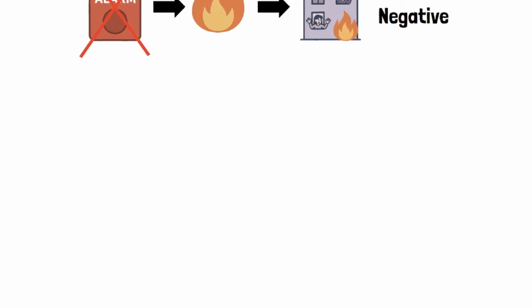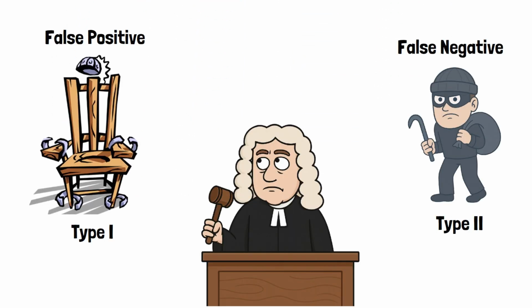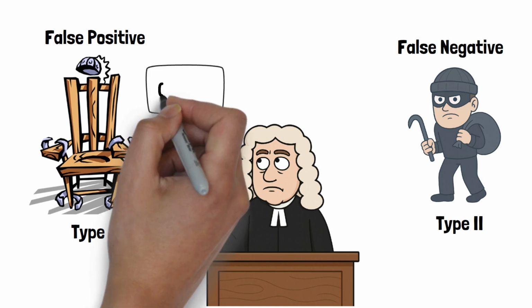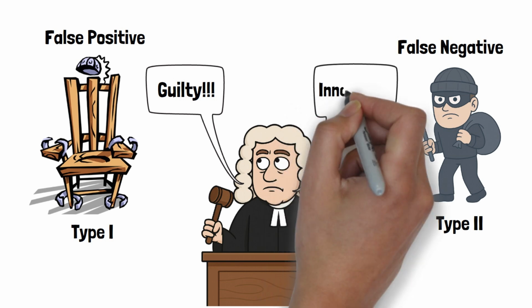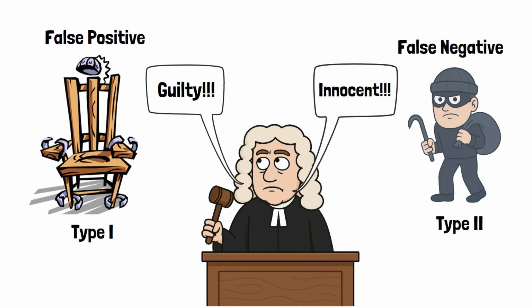Last, consider a difficult dilemma in the justice system, especially when it comes to capital punishment. If you convict an innocent person, that's a type 1 error, a false positive, deciding they are guilty when they're not. On the other hand, if you acquit a guilty person, that's a type 2 error, a false negative, deciding they are innocent when they are actually guilty. Both are mistakes, but one is far harder to undo.